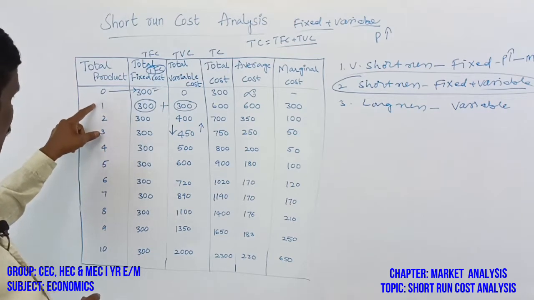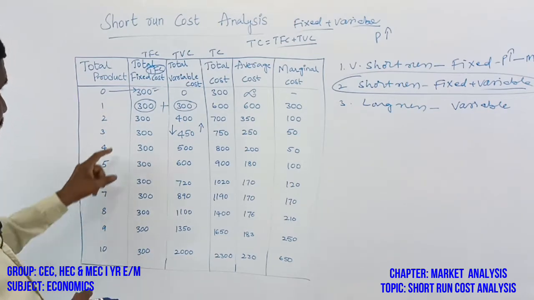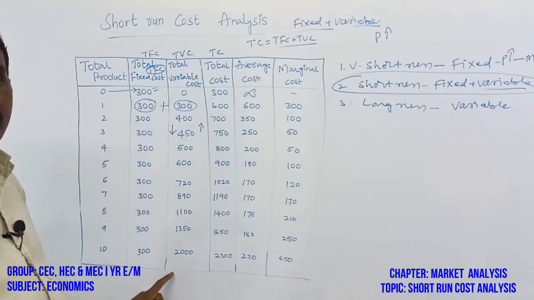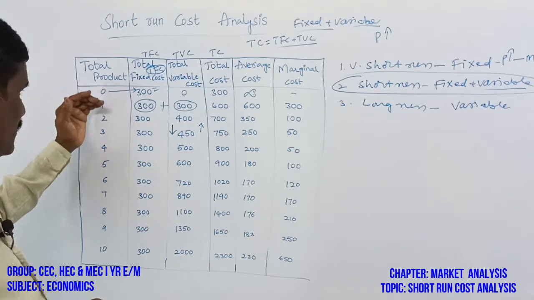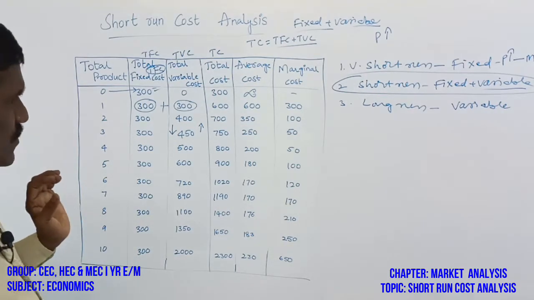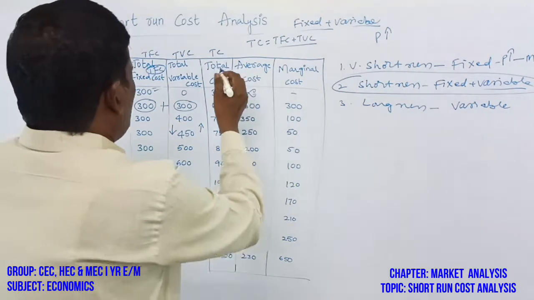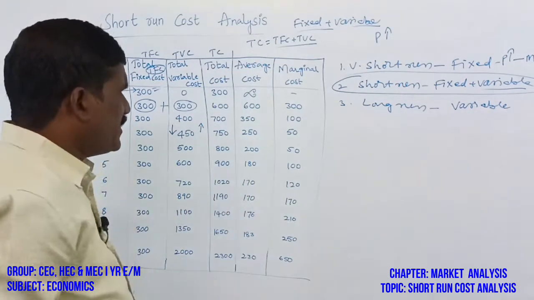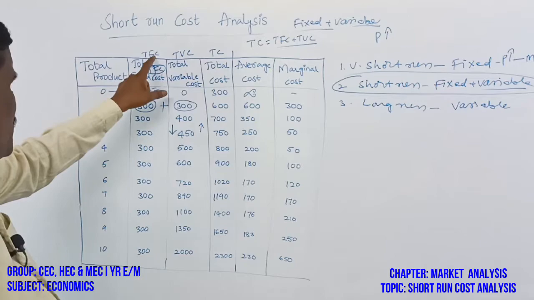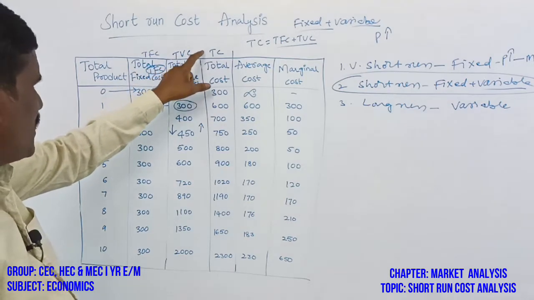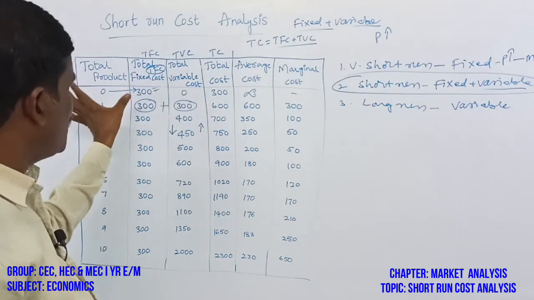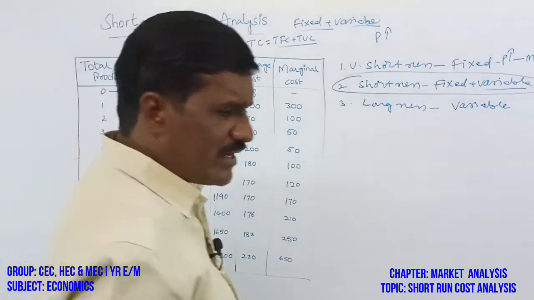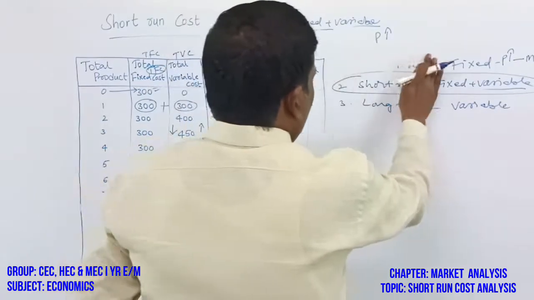Okay, so as production increases, the fixed cost is constant, but the variable cost increases according to the production. Then here, this is the total cost. So according to total fixed cost, total variable cost and total cost, we can draw a diagram. How can we draw a diagram? I will show. See here.